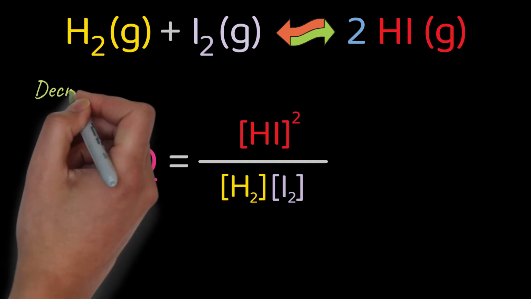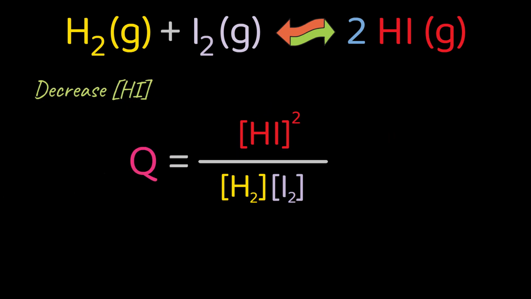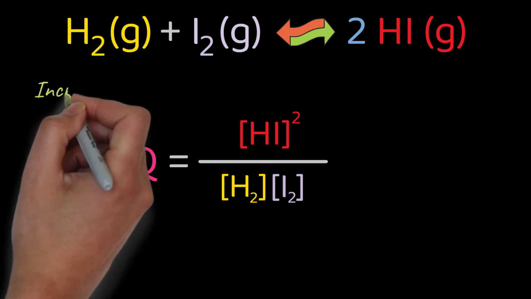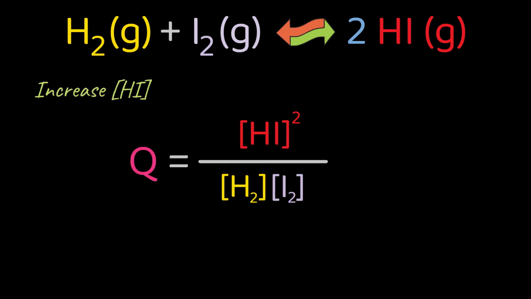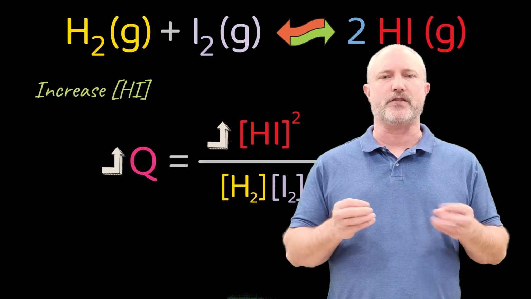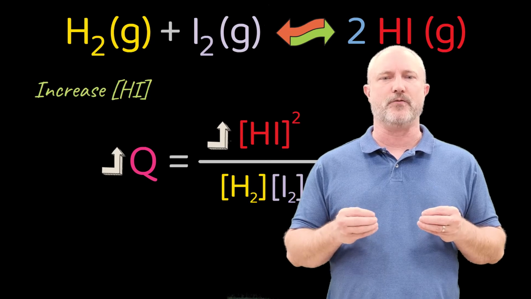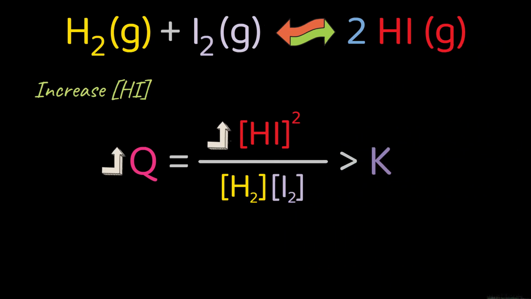If we remove hydroiodic acid, then Q will decrease again and push more reactants into products to reestablish equilibrium at the same Kc value. The final concentrations of reactants will be lower, but Kc will not change. We can do the opposite of this and get opposite results, and drive the reaction back towards the reactant side. Regardless of in which direction we disturb the equilibrium, Kc will remain unchanged.